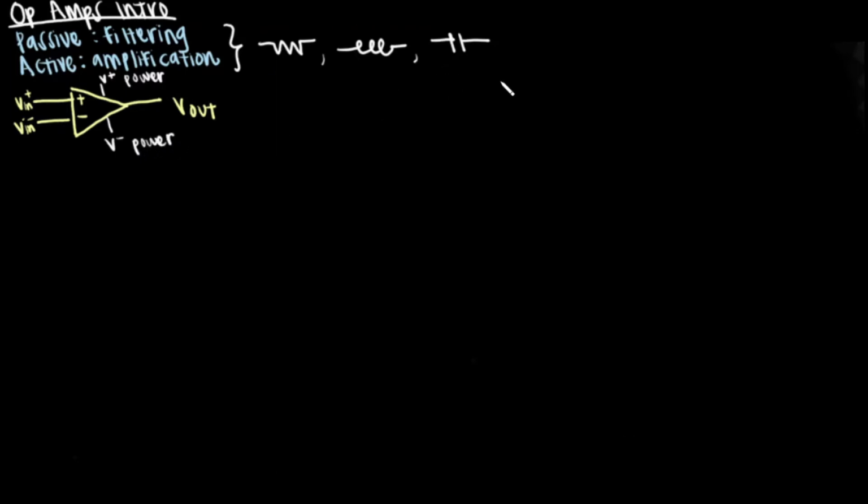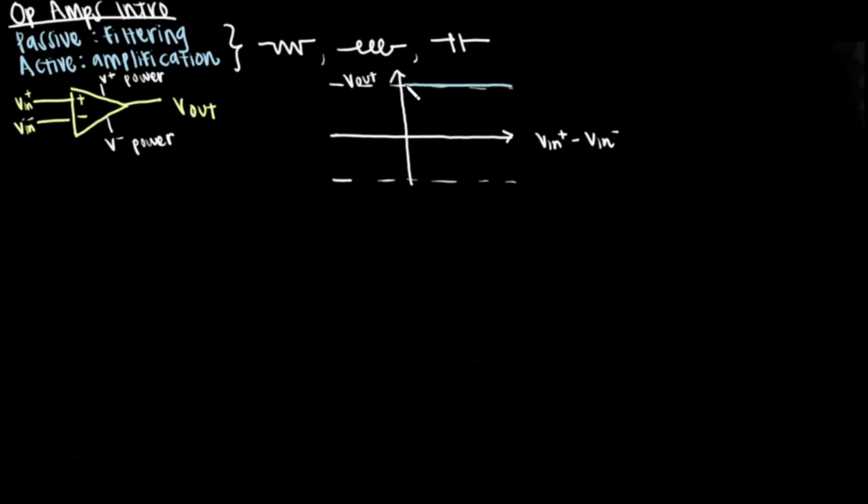We can compare the output voltage on the y-axis against the differential input on the x-axis to better see this relationship. The output is capped or saturated at the positive voltage supply value when the non-inverting input is greater than the inverting. It is saturated at the negative voltage output when the inverting input is greater than the non-inverting.